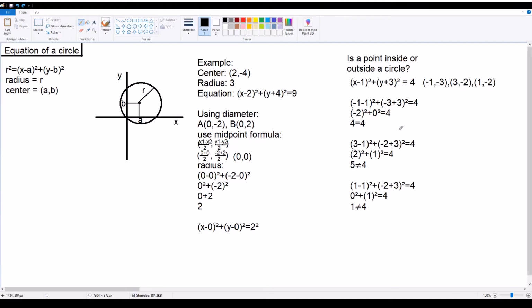For this example here, if you plug the numbers into our formula, you can see that it does not equal 4. It gives a number larger than 4, which means that the point is outside the circle. And lastly here, if you plug in the numbers from the coordinate into the formula, it equals a number smaller than 4, meaning that it is inside the circle.